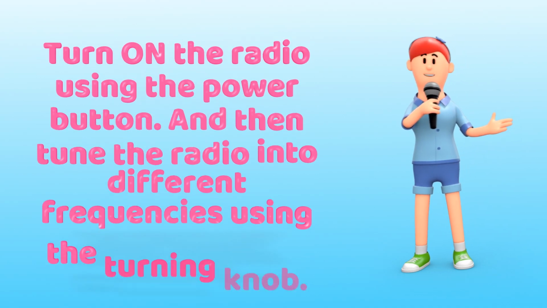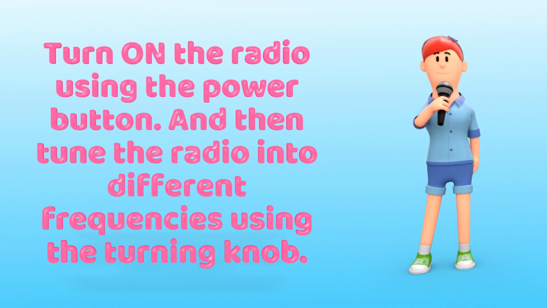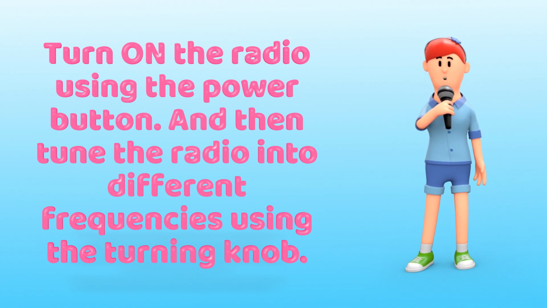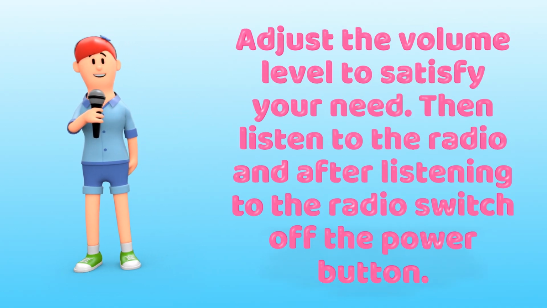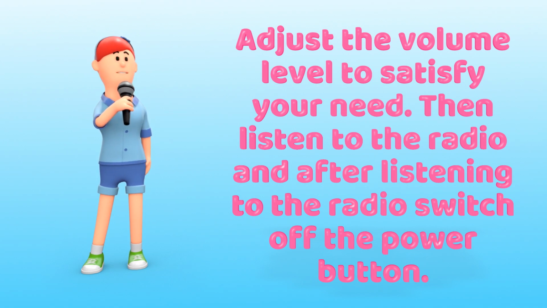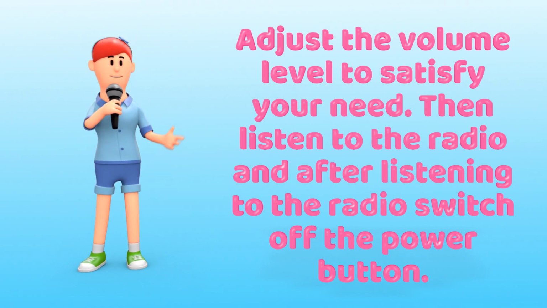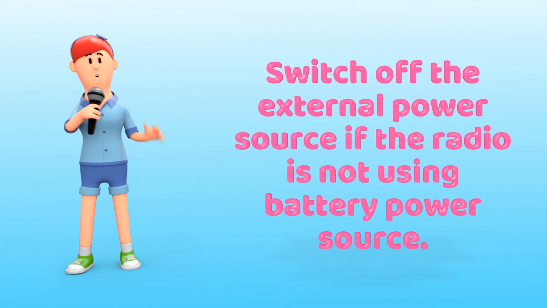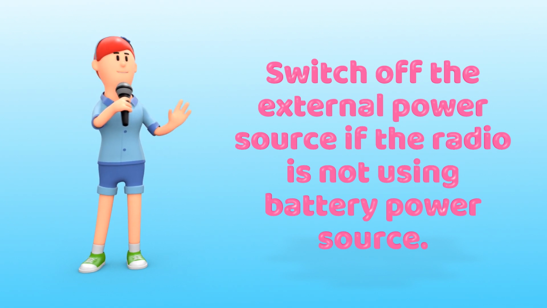Secondly, you have to turn on the radio using the power button and then tune the radio into different frequencies using the tuning knob. Thirdly, you have to adjust the volume to satisfy your need. Then listen to the radio, and after listening to the radio, switch off the power button. Lastly, you have to switch off the external power source if the radio is not using a battery power source.